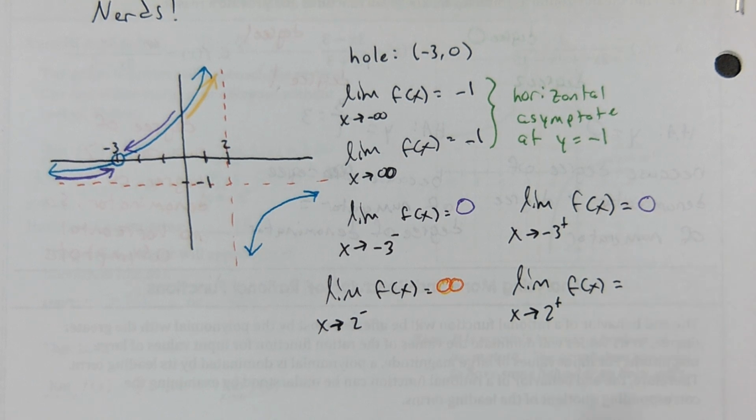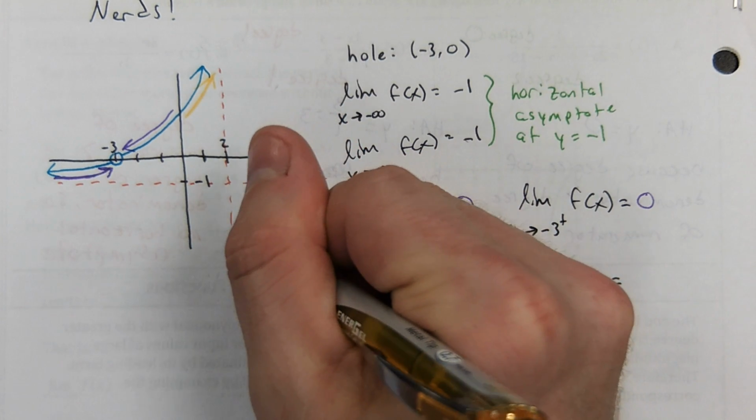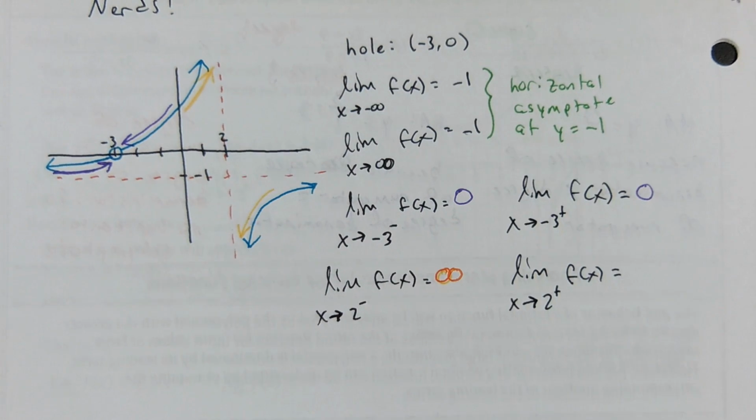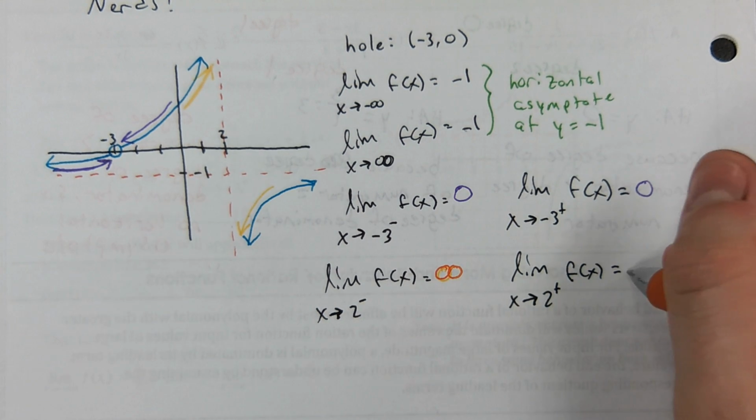And if we are on the right side of x equals 2, now we're over here, but we're headed towards x equals 2, that means we're doing this. Looks to me like those y values are screaming downwards.